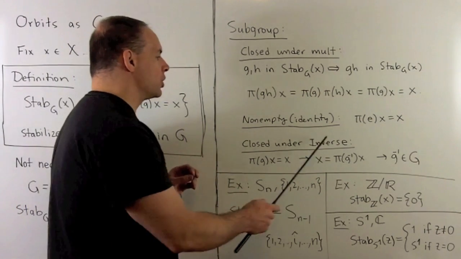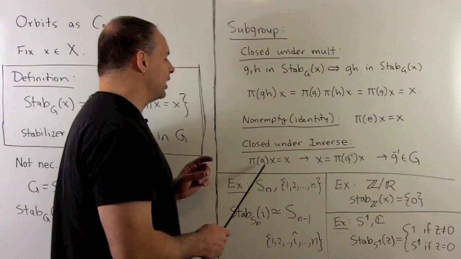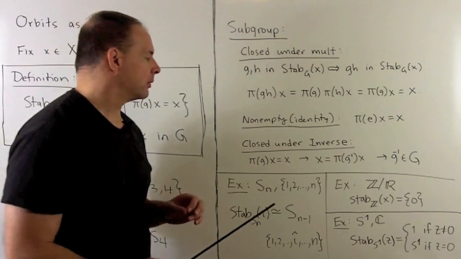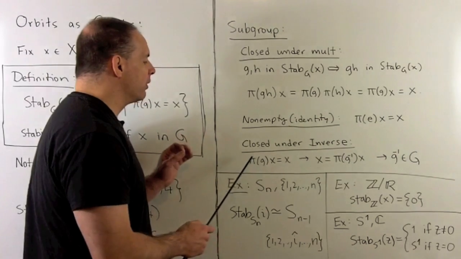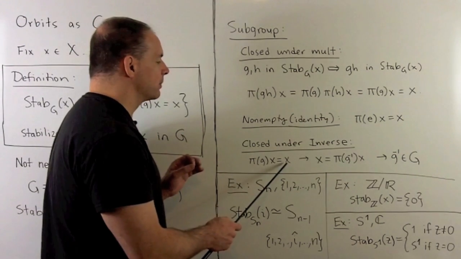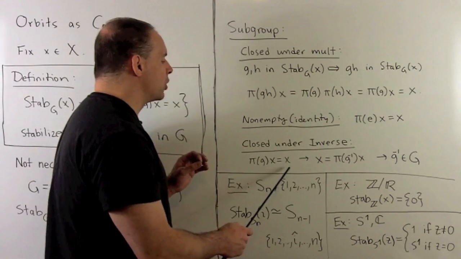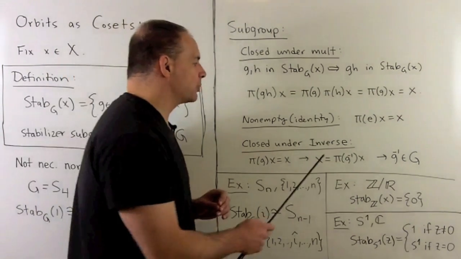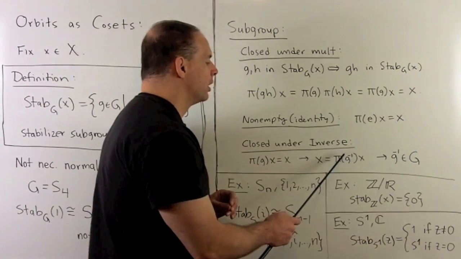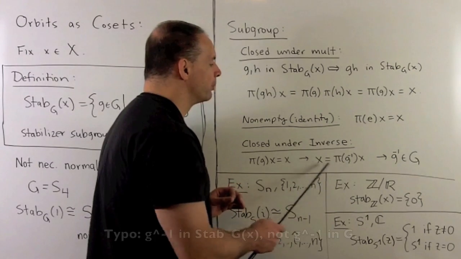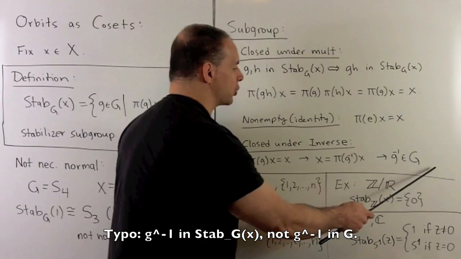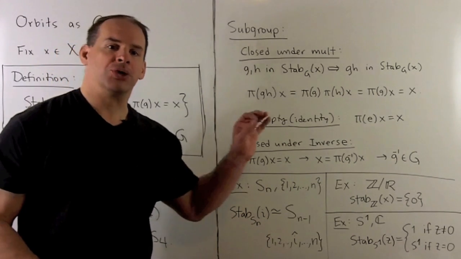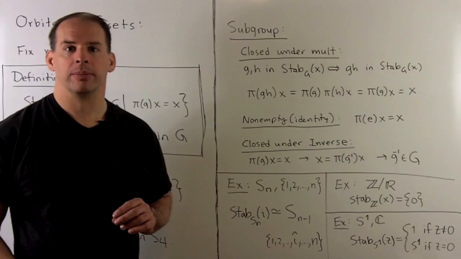Then for closed under inverse, I want to show if g is in the stabilizer, g inverse is also in the stabilizer. So by assumption we have pi of g on x is x. We use our rule for the inverse function from before to push pi of g to the other side as pi of g inverse. So that shows that g inverse is in our stabilizer. So closed under inversion, and that shows we have a subgroup.